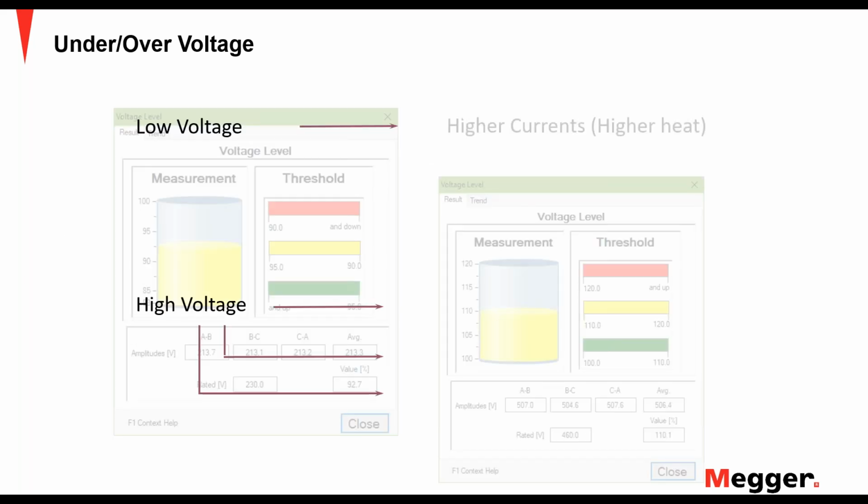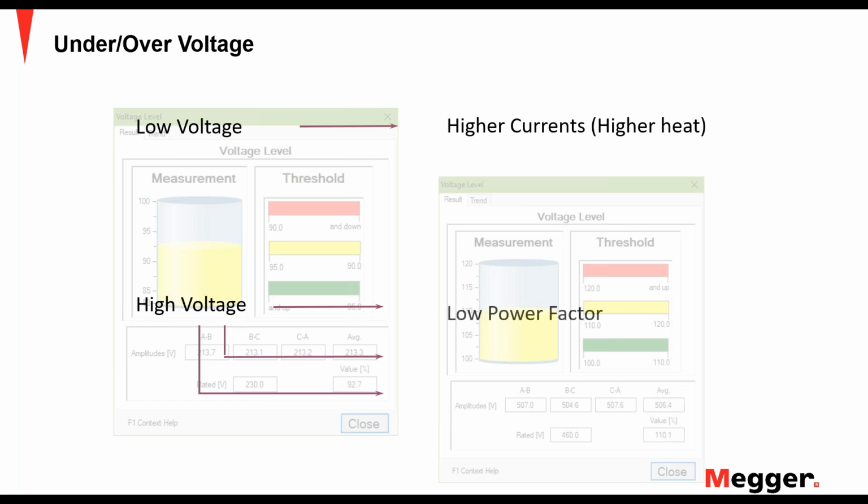So low voltage causes higher currents, higher heat. It's a pretty direct relationship there. We're going to have more current flowing through the windings with a lower voltage. This is going to create more heat and burn up through the insulation fairly quickly.